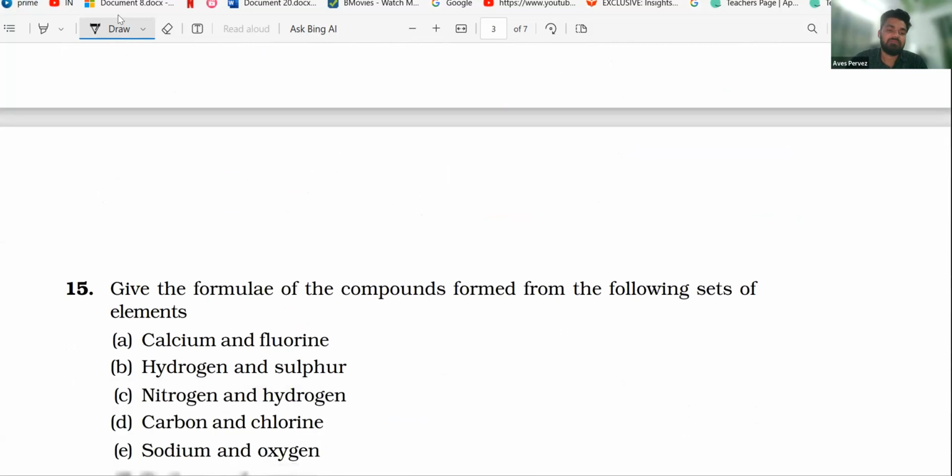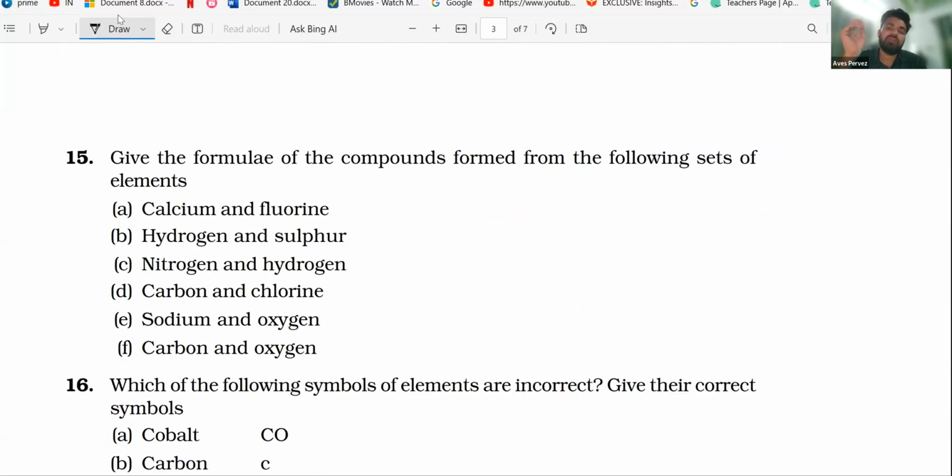Next. Give the formula of the following compounds: calcium fluoride, hydrogen sulfide, nitrogen and hydrogen. When calcium and fluorine are going to mix together, what kind of formula will it give you? So write down the formula, question number 15.